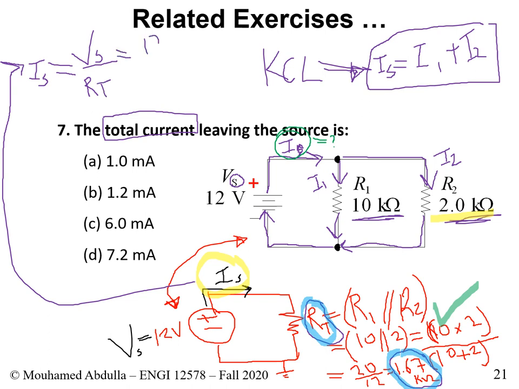So we have 12 on top. In the bottom, we have 1.67 K. And so we expect something in milliamps. So let's do this. I'm going to use the calculator, 12 divided by 1.67. And that gives us 7.19 milliamps, because you have a K in the bottom. Okay, so this is what we got here.